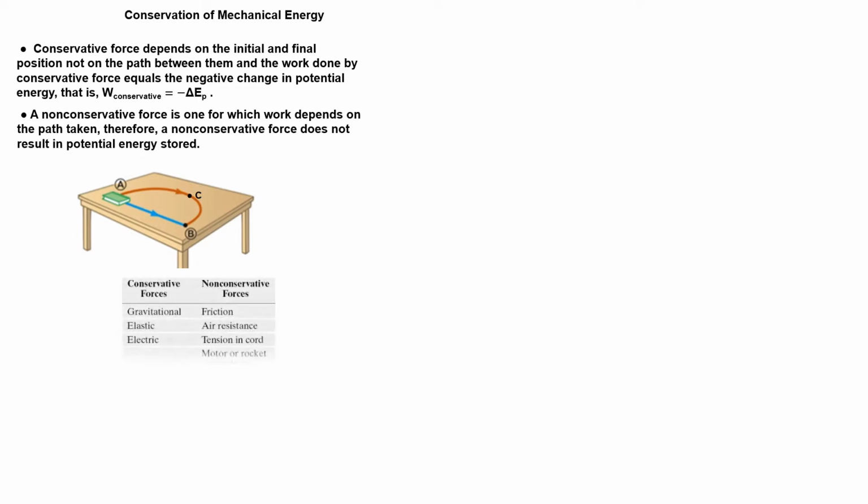A non-conservative force is one for which work depends on the path taken. Therefore, a non-conservative force does not result in potential energy stored. Friction is the best example of a non-conservative force. For example, sliding a book from point A to point C, C to B, requires more energy than sliding a book directly from point A to point B. The work done against friction depends on the path.